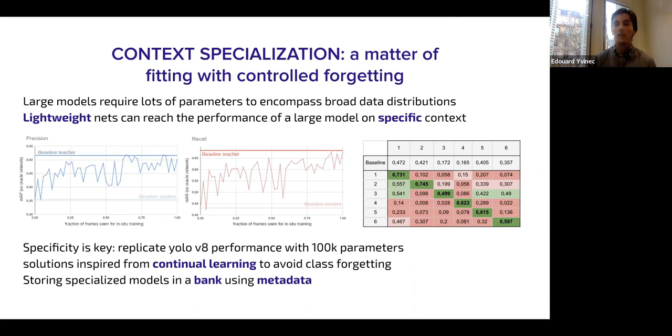And obviously, the improvement over the baseline is significant. If you're familiar with object detection, 30 points in mAP, it's huge. It's not comparable.